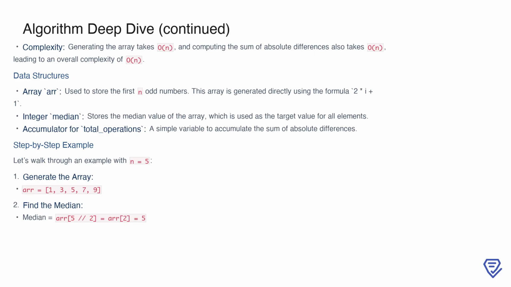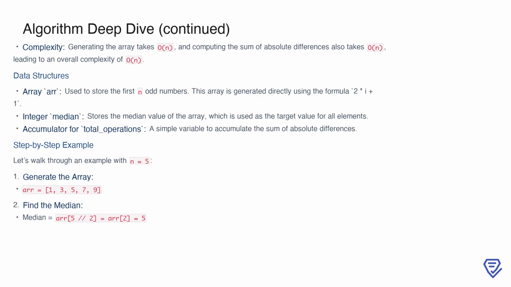Next, we have the median, an integer that holds the middle value of the sorted array, serving as the target value for all elements. Finally, we use an accumulator variable to compute the total_operations, which sums up the absolute differences efficiently. To see how this works in practice, let's go through a specific example.